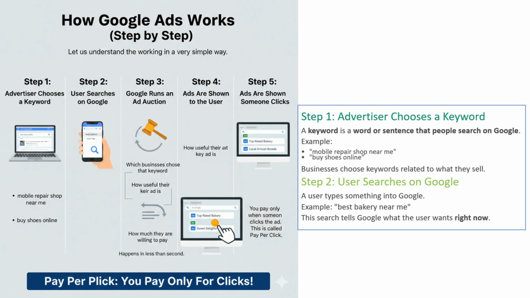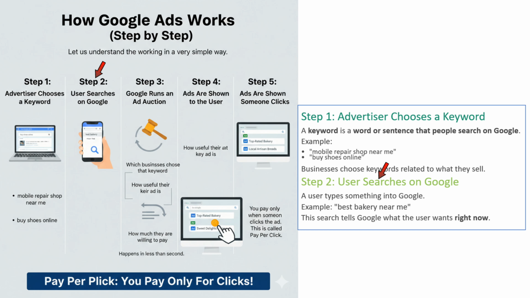Now we will see how Google Ads works step by step. Step 1. The advertiser chooses a keyword. A keyword is a word or sentence that people search on Google. For example, mobile repair shop near me, buy shoes online. Businesses choose keywords related to what they sell.